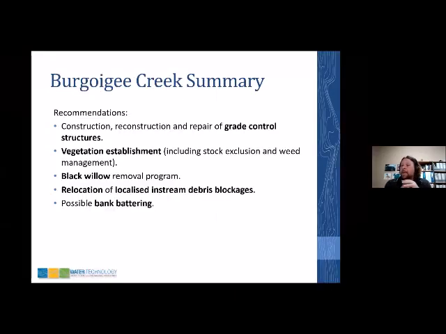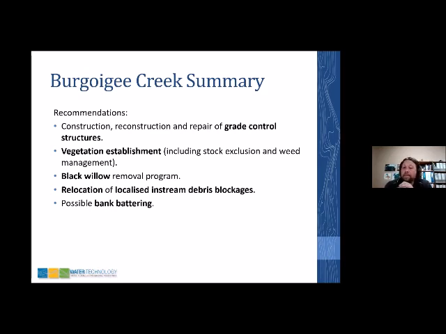There we are. So in context of those primary processes that we were speaking about earlier, the recommendations that were made in the Burgoigee Creek report, and this is the area that we haven't focused on within this presentation, because we can read that in detail at a later date, but they make reference to the construction of new or the reconstruction or the repair of grade control structures. So in effect, they've recommended managing that bed erosion process in the first instance to basically halt the bed erosion and then the associated bank erosion that's occurring in response to that bed erosion process.